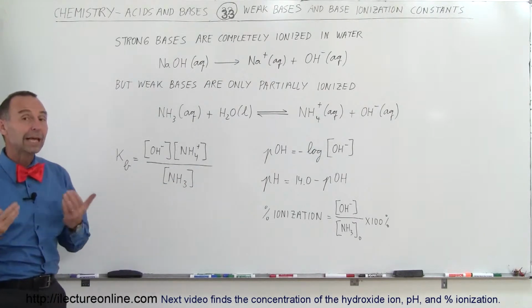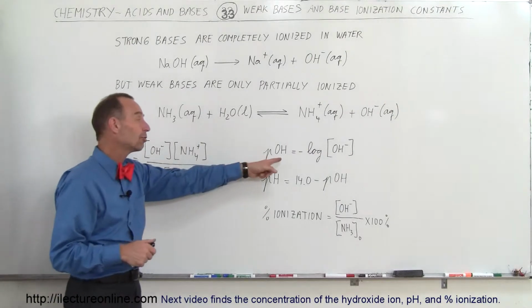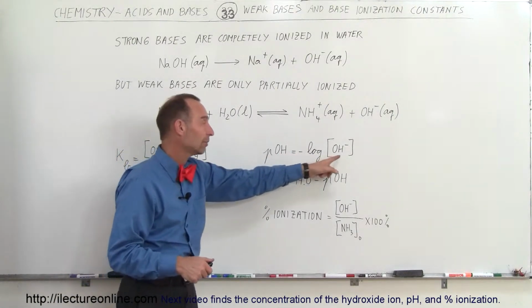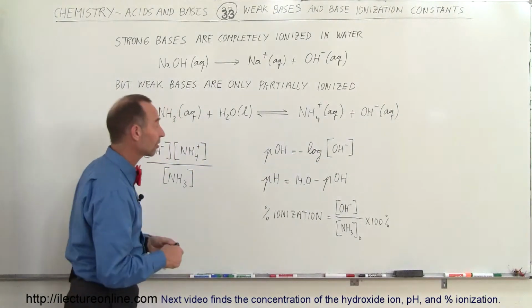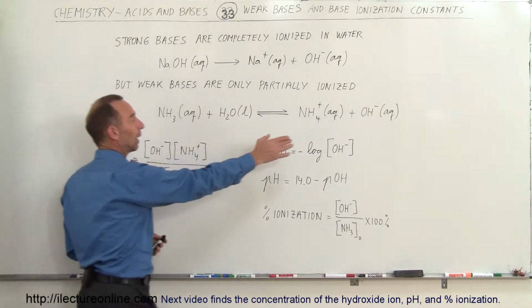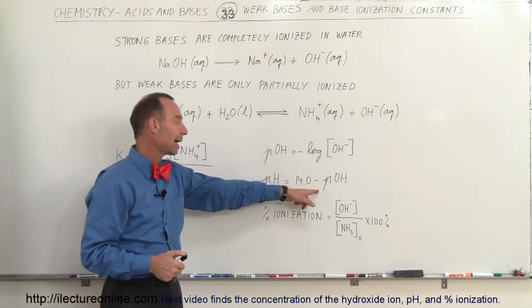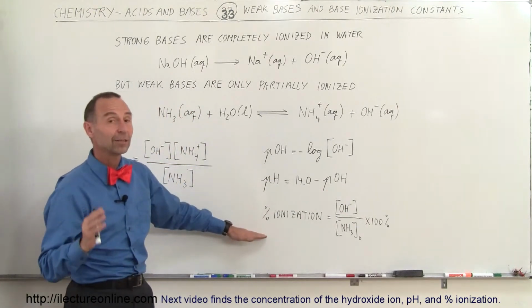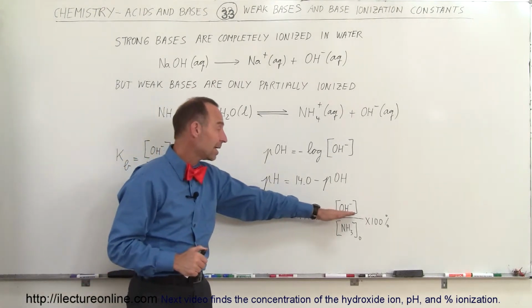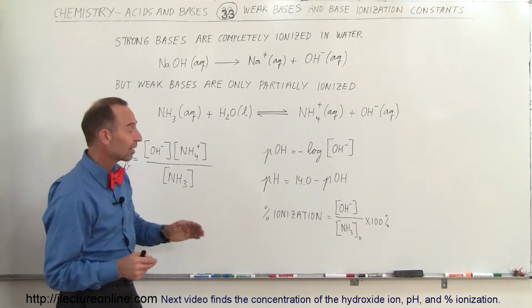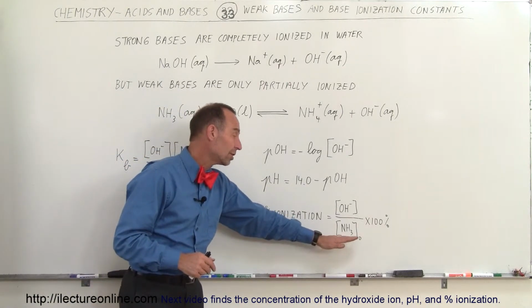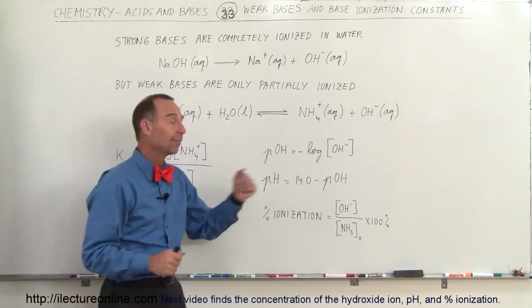Then if we want to find the pH of the solution, we can find the pOH by taking minus the log of the final concentration of the hydroxide ion, which comes from right here. Then we can find the pH by taking 14 minus the pOH. And if we want to find the percent ionization, we take the concentration of the hydroxide ion divided by the initial concentration of the base times 100%.